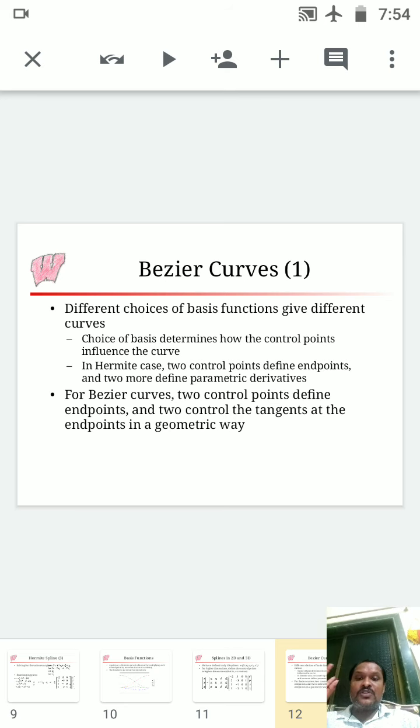In the Hermite curves, two control points define the endpoints. Means the control points are the points it can define from one point to the other last point. So this is a simple one. So for the Bezier curve, two control points define endpoints.